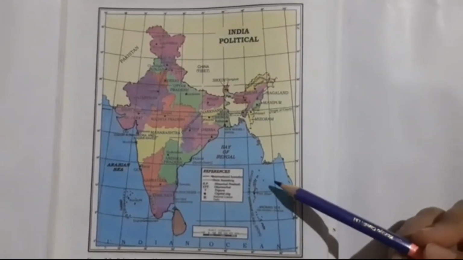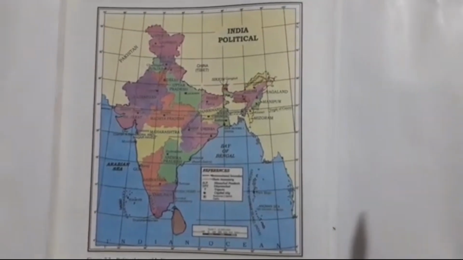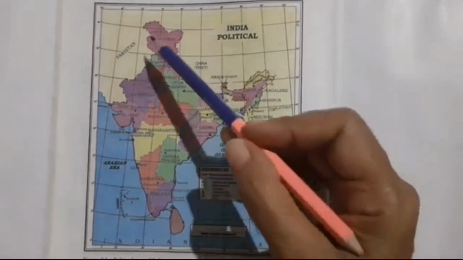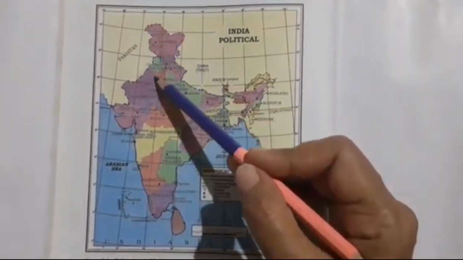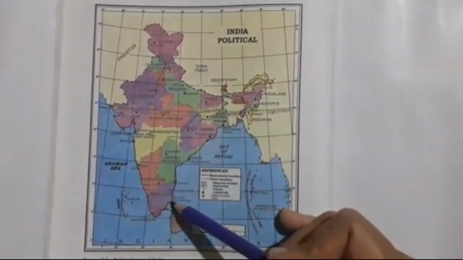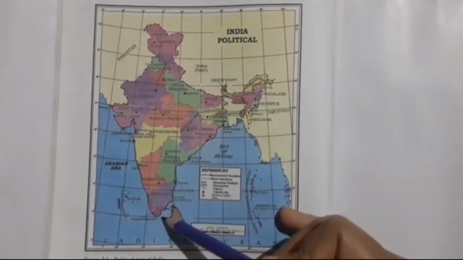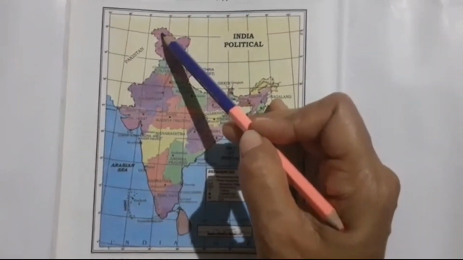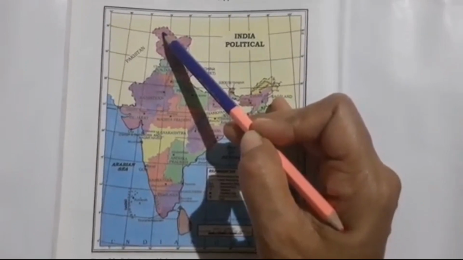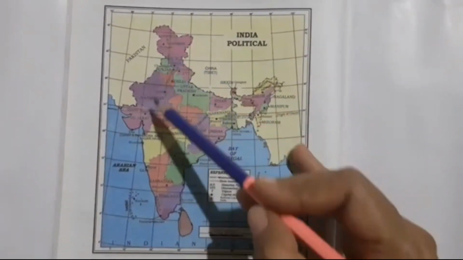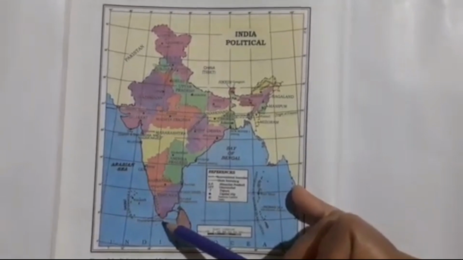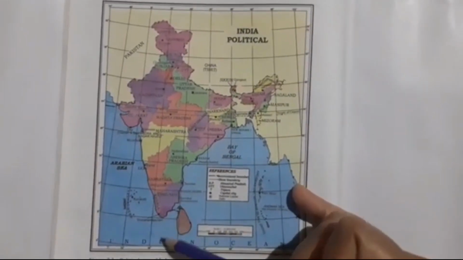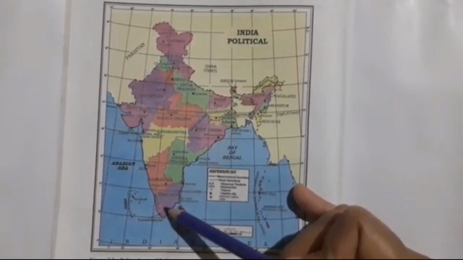Now coming to India's location in the world map, the mainland extends between 8 degrees 4 minutes north and 37 degrees 6 minutes north. This means that the southern tip of India lies on 8 degrees 4 minutes north, away from the equator.